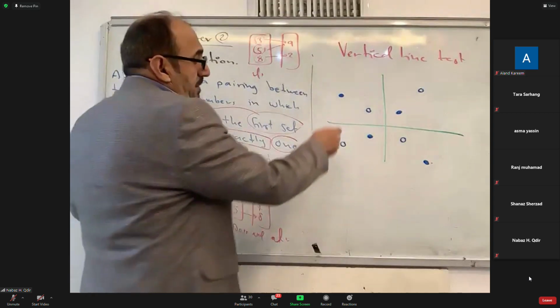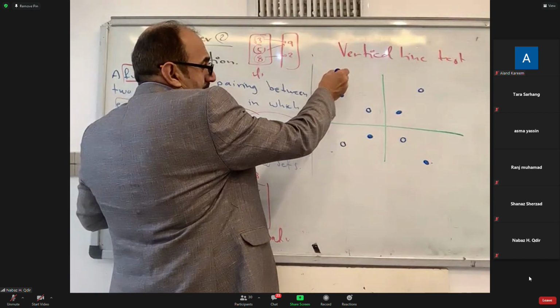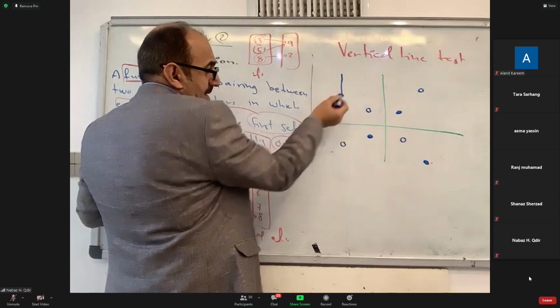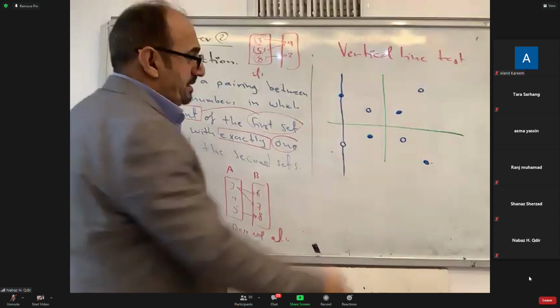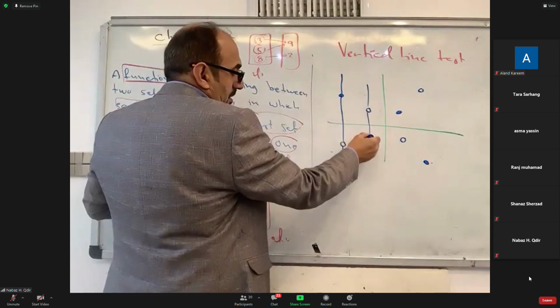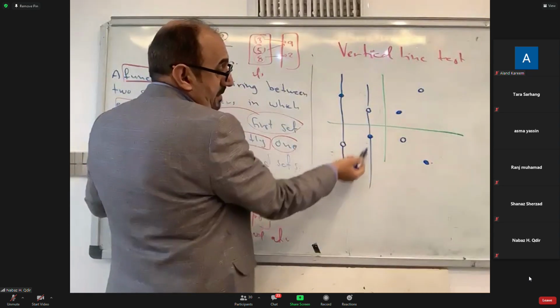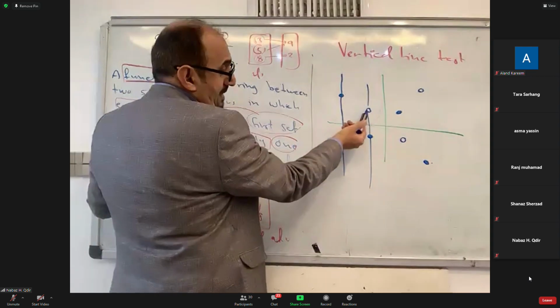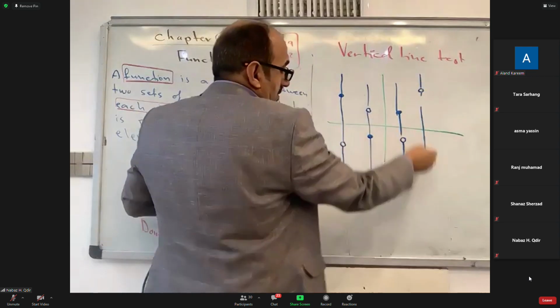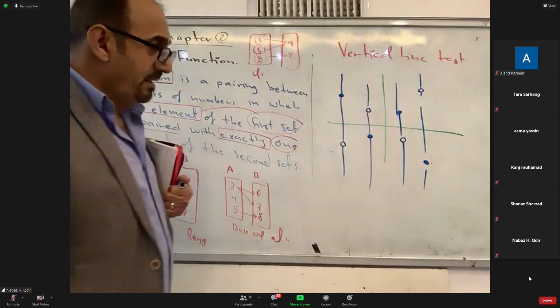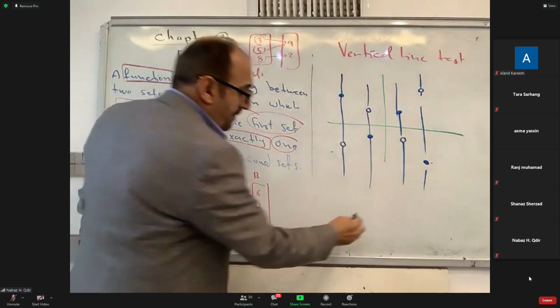Okay. Now we draw a vertical line. It intersects here and does not intersect here. That means it is a function here also. It intersects one time here, but doesn't intersect here. So that means this is a function. It's a function, okay?